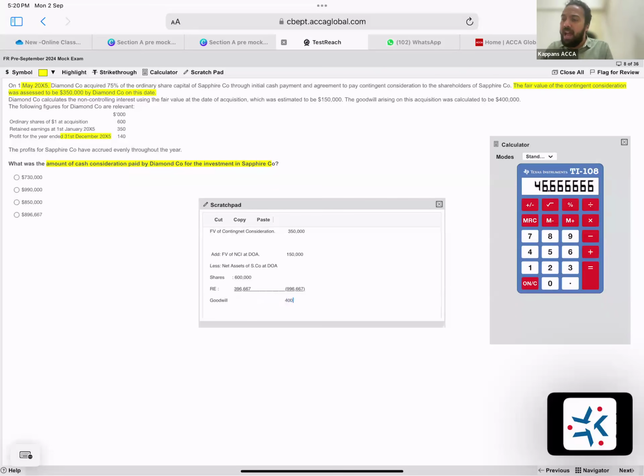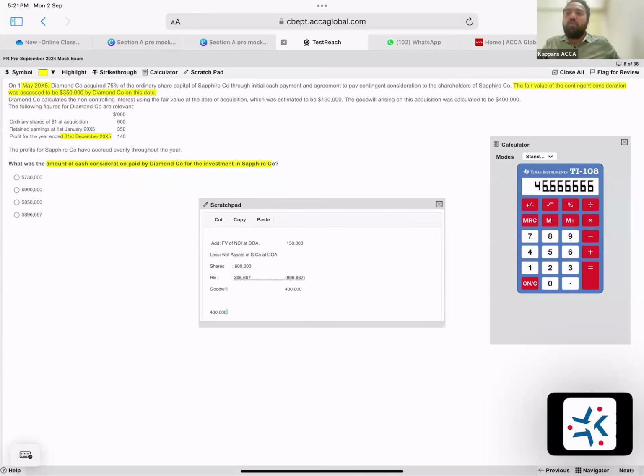So then what we have to calculate, read the question very carefully. They're asking how much is the cash consideration. There are two considerations. One is cash consideration and second one is contingent consideration, of which value is given. So all this value is there. Contingent consideration value, NCI at date of acquisition, 996,667. It should become 400,000. So what is the cash consideration? Reverse work. You do the reverse work, goodwill, 400,000.